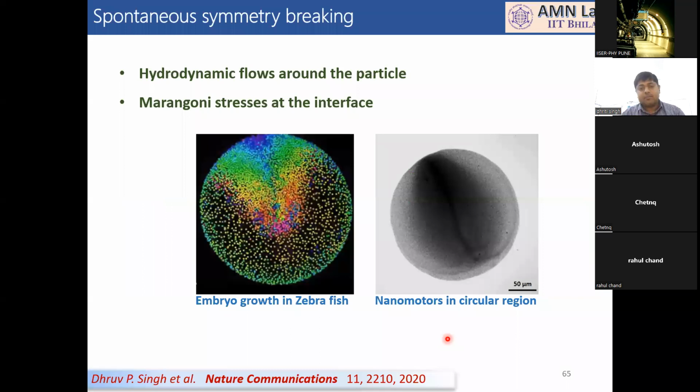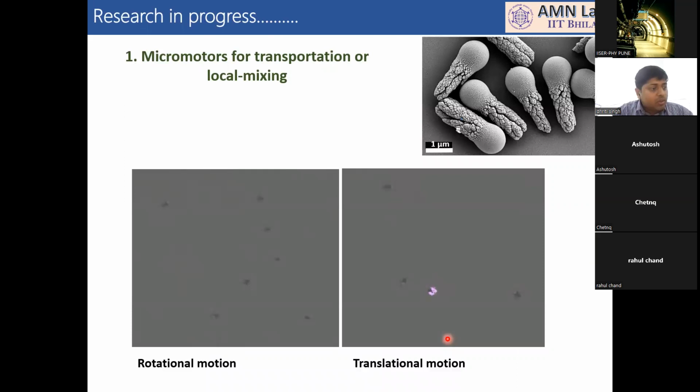So this was the experimental evidence that these micromotors or nanomotors can be used to study some crucial biological systems and their collective behaviors. With this, I just want to show you what we are doing in our lab right now. As I showed you, we have the ability to control the sizes, and we can form different shapes and sizes of the micromotors. We are trying to control their trajectories, sometimes rotational, sometimes translational.